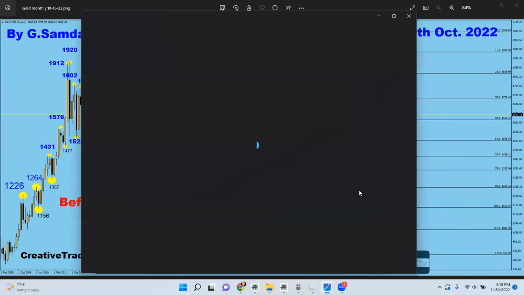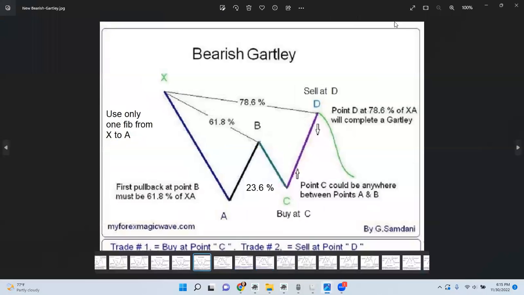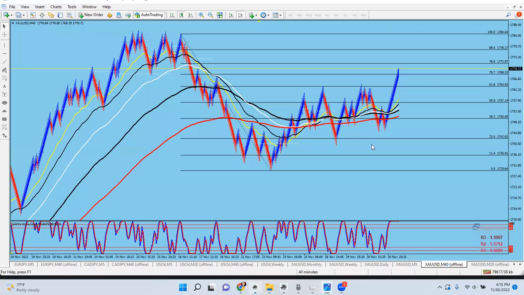All right. So this is a pattern that when you put the fib from X to A, then B is 61%, then the 23% line is C, and then it goes back to 78% and drops. The drop will come if you are looking for a drop. If not, then maybe you go straight up. So now if you look at this, X, A, B exactly 61%, C 23%, now D going to 78% and then drop. Drop to where?